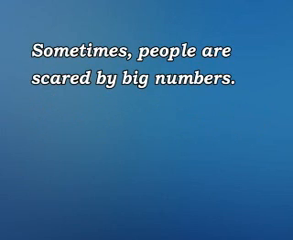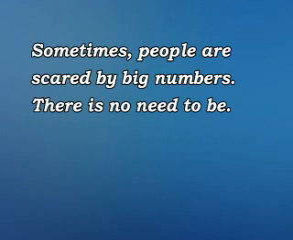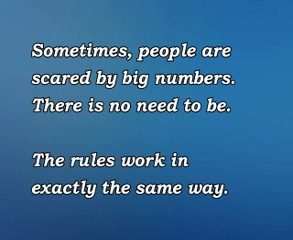Sometimes people are scared by big numbers, but there's no need to be. The rules work in exactly the same way. Imagine you had to multiply 455 by 21/35. There are several ways of doing it. This is one way. First of all, how many 35s go into 455? Well, 13. But probably you wouldn't think of that straight away. But if you did, this is how you'd do it. You'd cross out the 35 and write 1.